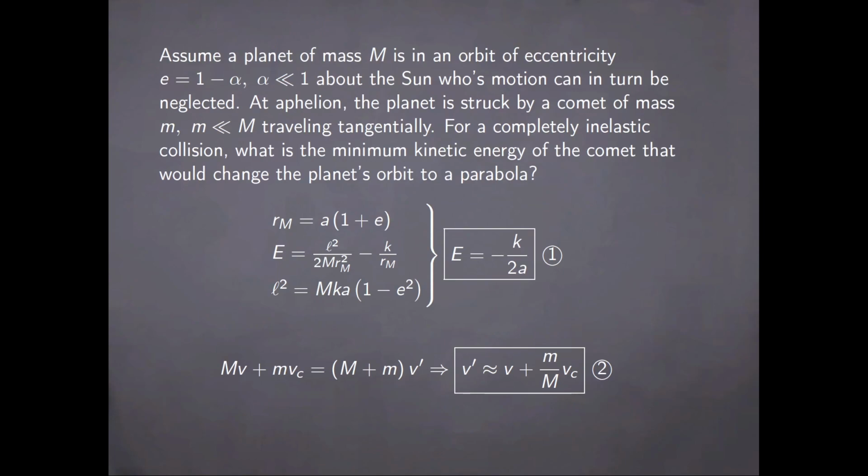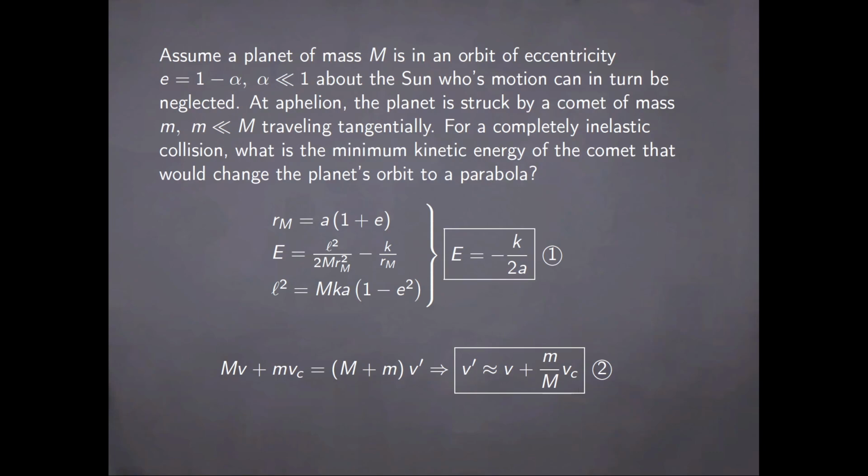As another example, assume now that a planet of mass capital M is in an orbit of eccentricity E being equal to 1 minus alpha, where alpha is some small quantity, and this motion takes place about the Sun, whose own motion can in turn be neglected. Now, when we are at aphelion, the planet is struck by a comet of mass m, where m is assumed to be much, much smaller than capital M, and the comet is traveling tangentially.